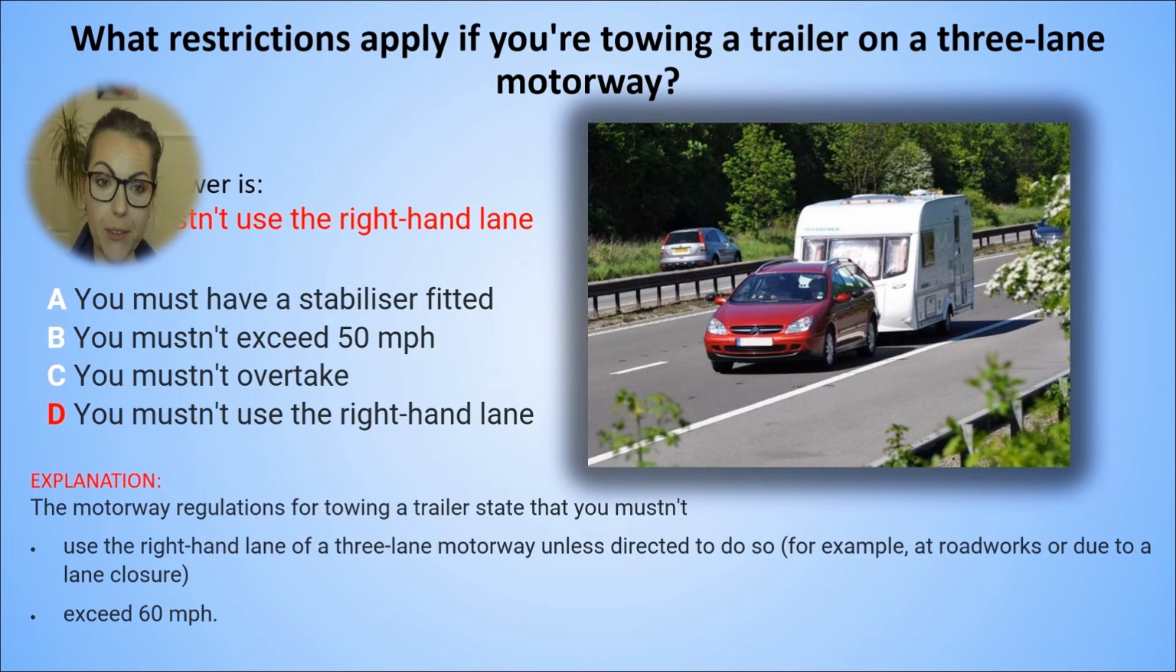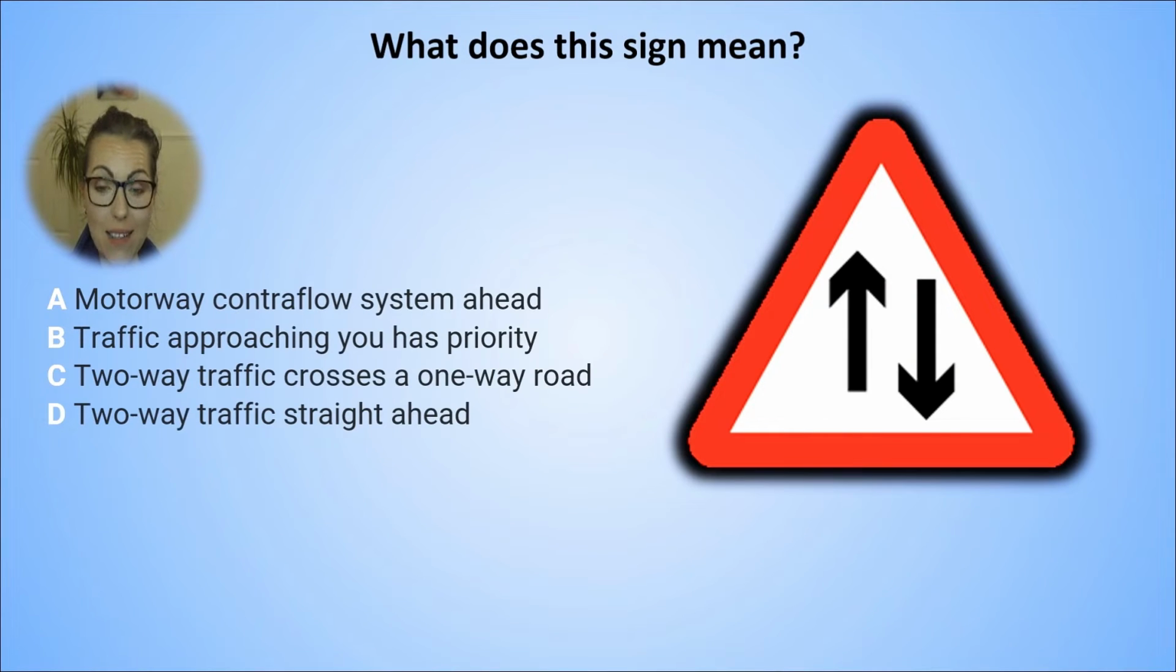Next question. What does this sign mean? Please pay close attention to the sign. It's with red. A, motorway contraflow system ahead. B, traffic approaching you has priority. C, two-way traffic crosses a one-way road. D, two-way traffic straight ahead. So let's start the countdown.